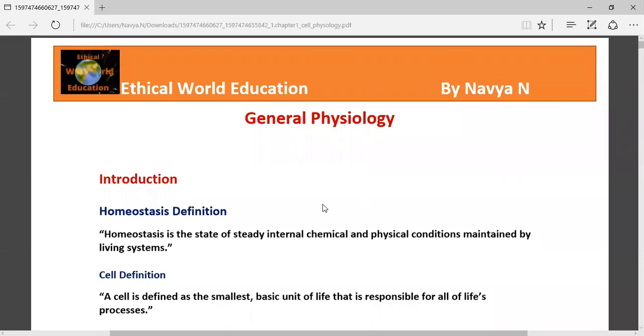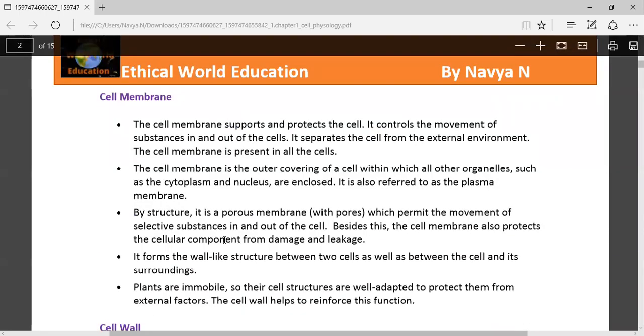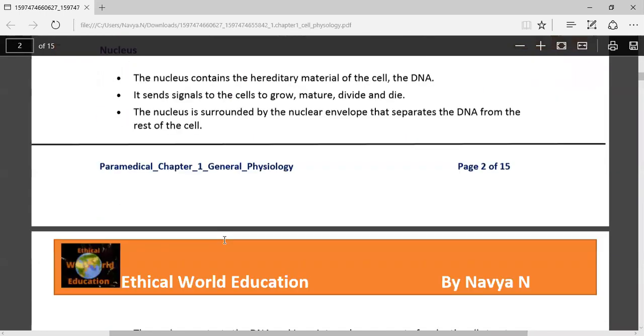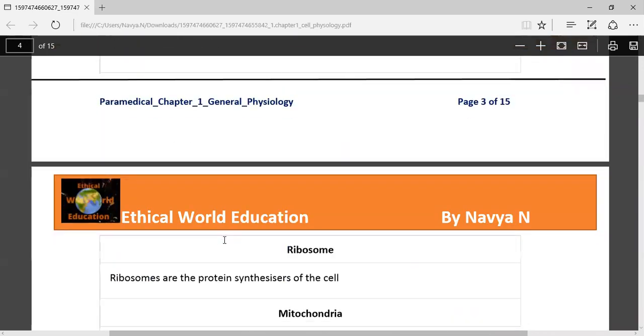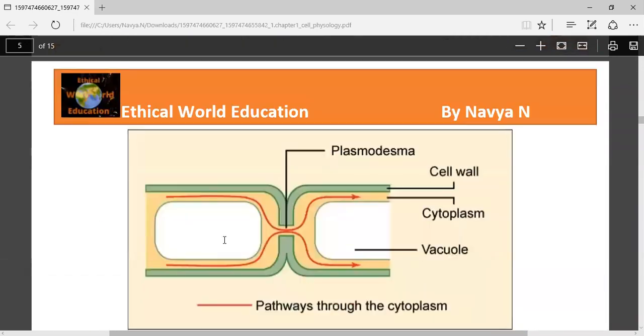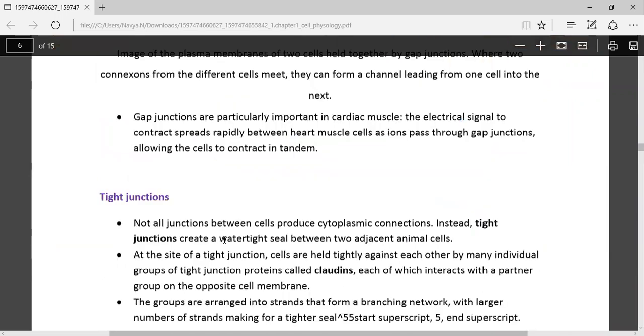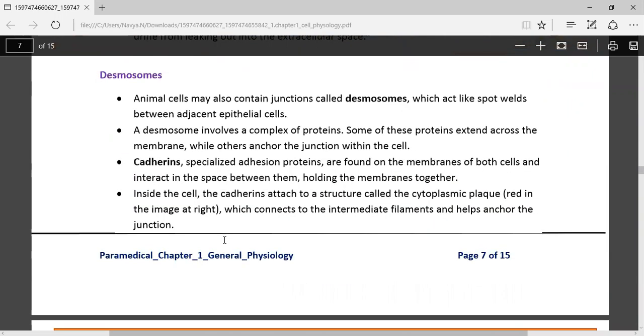Hi, I'm Navya. We'll continue the same chapter that we discussed in the last video of this physiology. Here we have discussed the cell, the structure of the cell, and also the components, the elements which are present in the cell. We were discussing the topic of the desmosome. We'll continue from here.